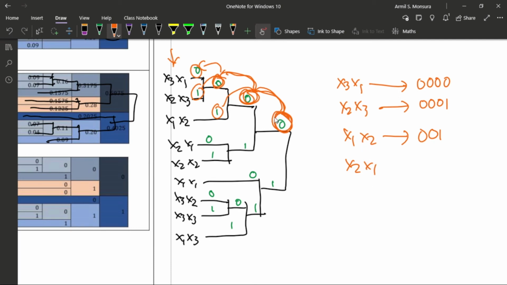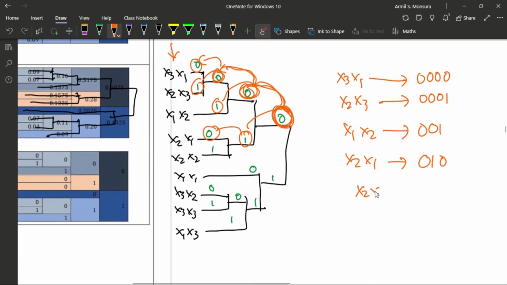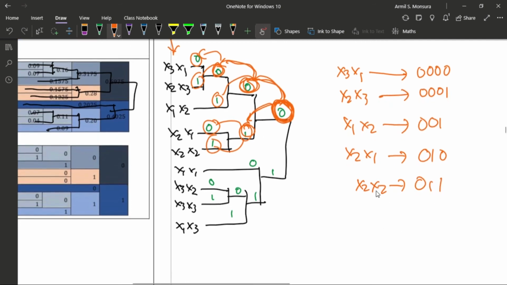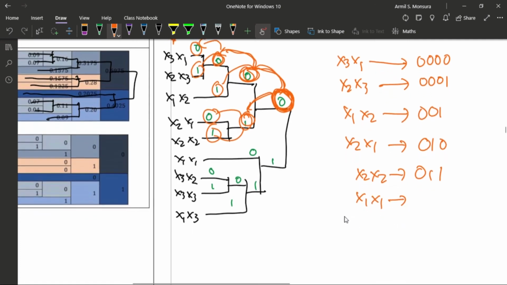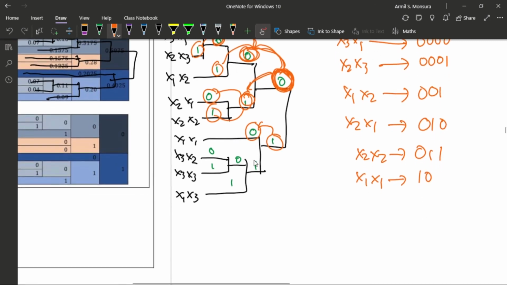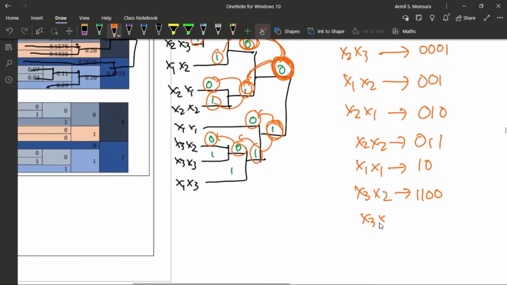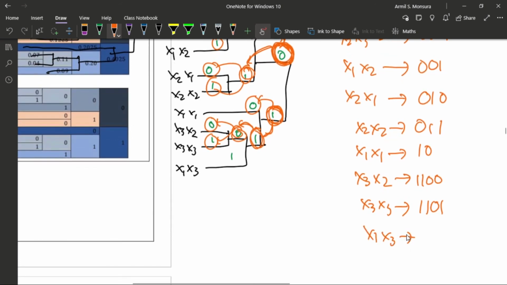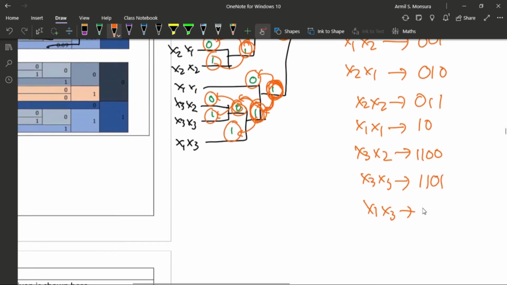So continuing, we have X2, X1. So for X2, X1, we have 0, then we have 1, then we have 0. So 0, 1, 0. Then for X2, we have 0, next is 1, then next is 1. So 0, 1, 1. Okay. Then for X1, we have 0, 1, then 0. Okay. For X3, X2, we have 1, 1, 0, 0. So we have 1, 1, 0, 0 for X3, X2. For X3, we have 1, then 1, then 0, then 1. So you have 1, 1, 0, 1. Finally, for X1, X3, we have 1, then 1, then 1. So 1, 1, 1. Okay.